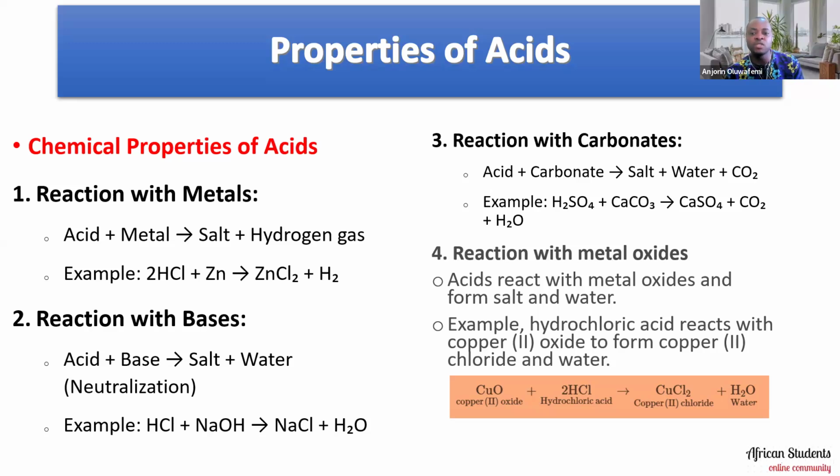In terms of reactions with metal oxides, an acid reacts with a metal oxide and forms salt and water. Example, hydrochloric acid reacts with copper(II) oxide to form copper(II) chloride and water. You can see that depicted in the equation on the slide.